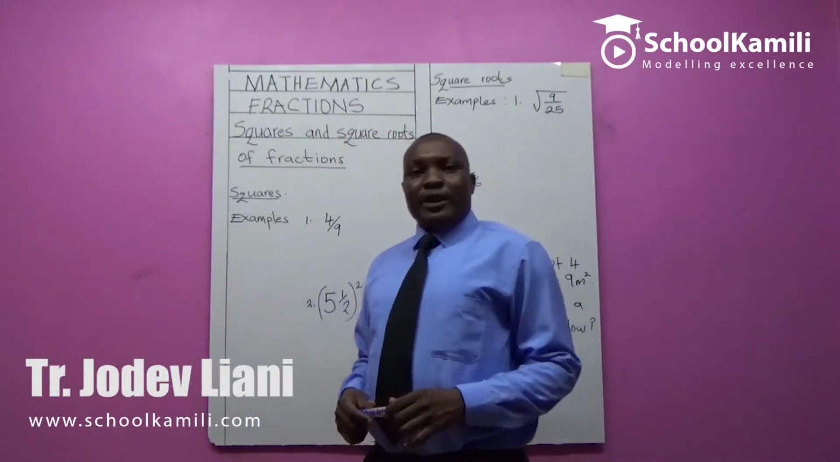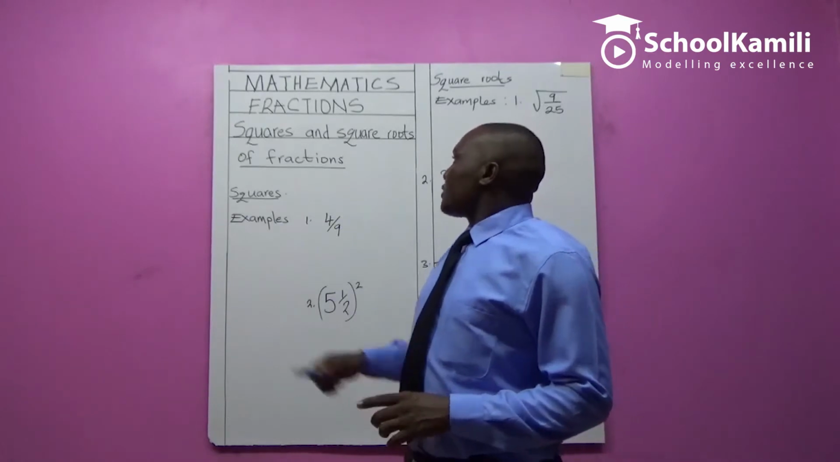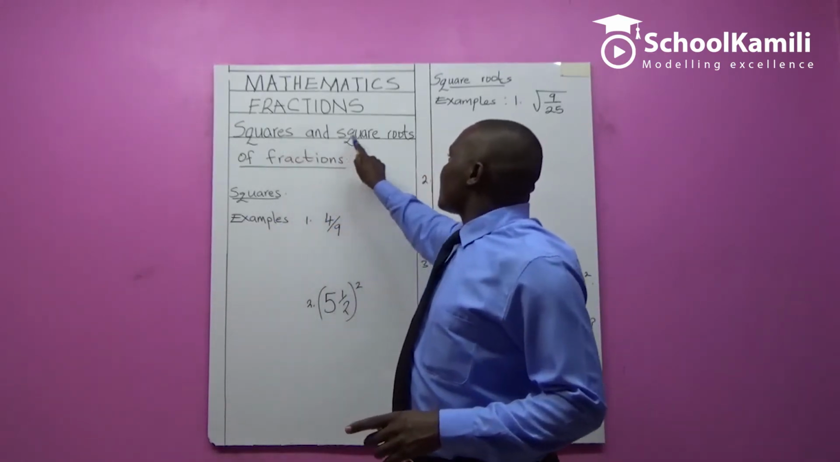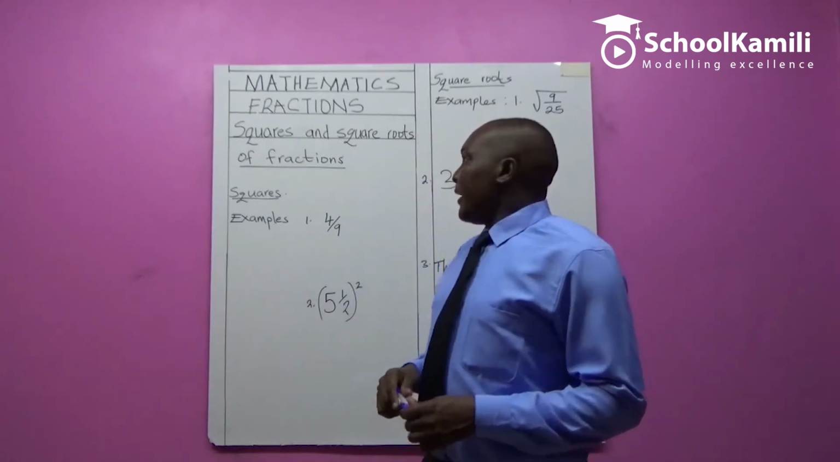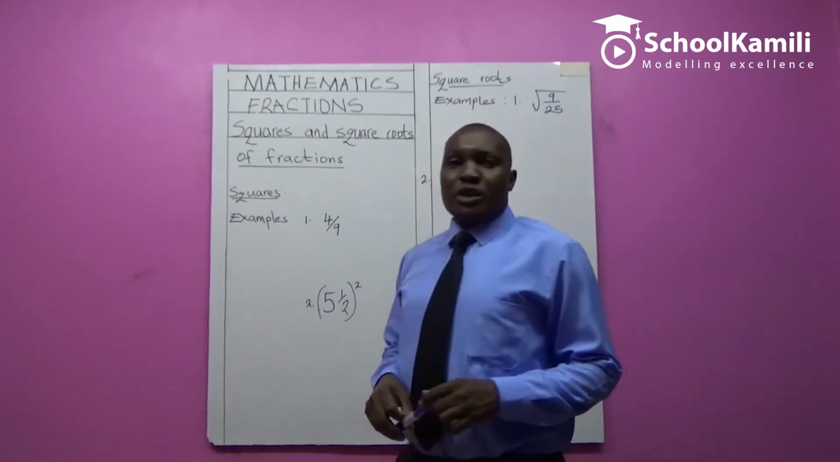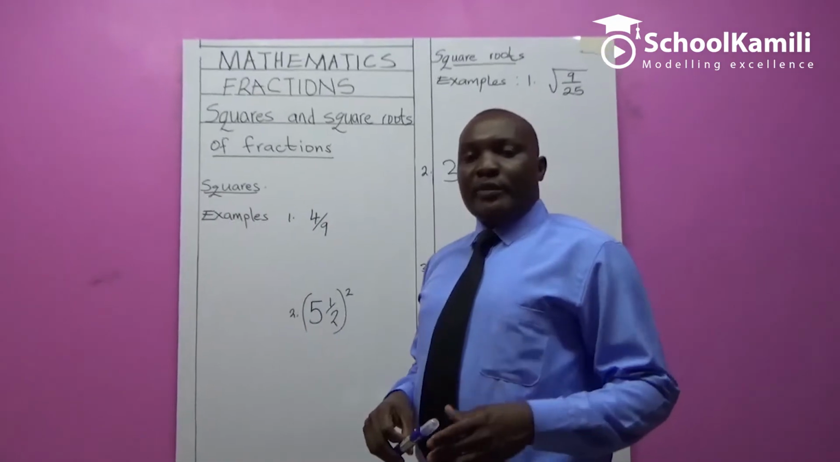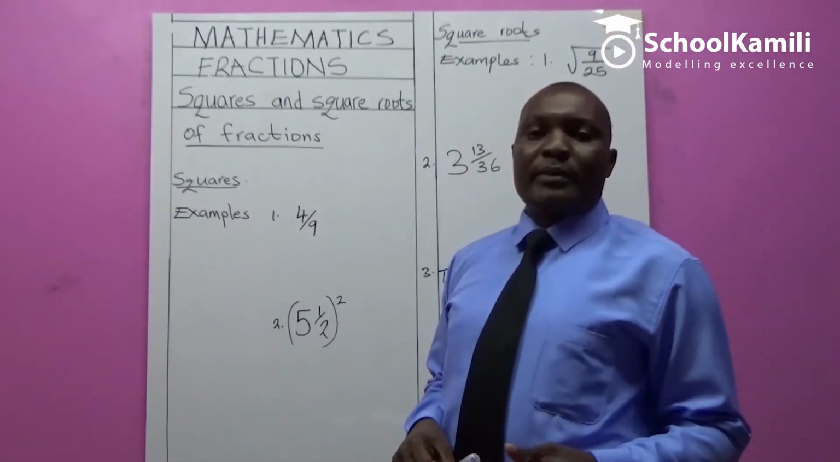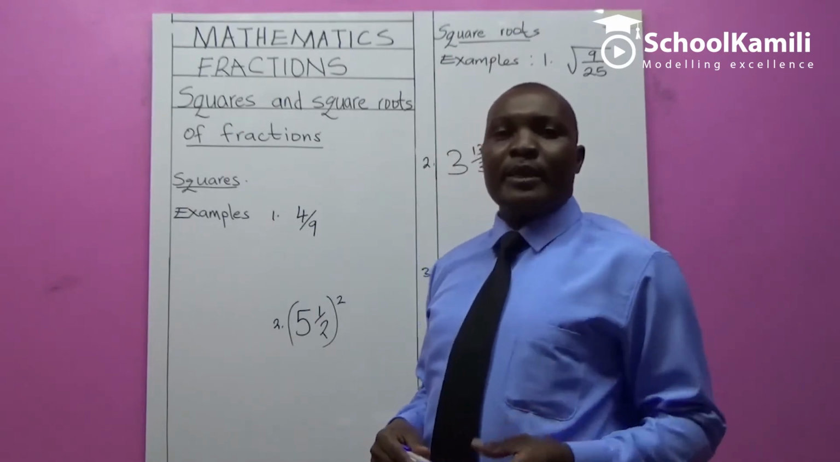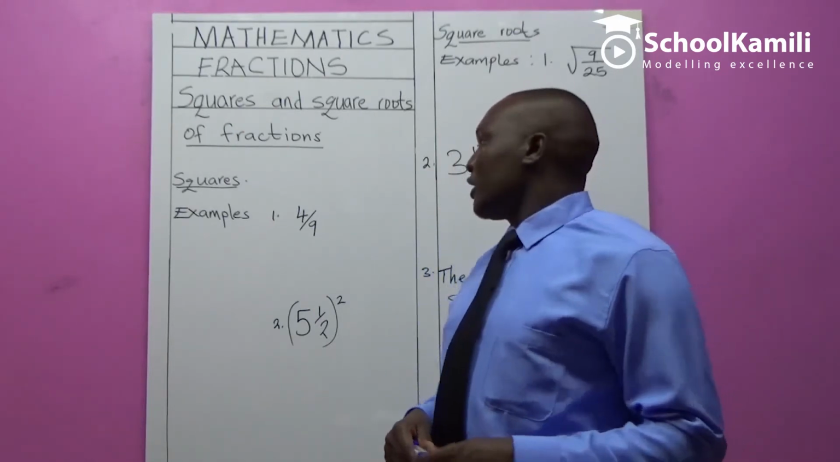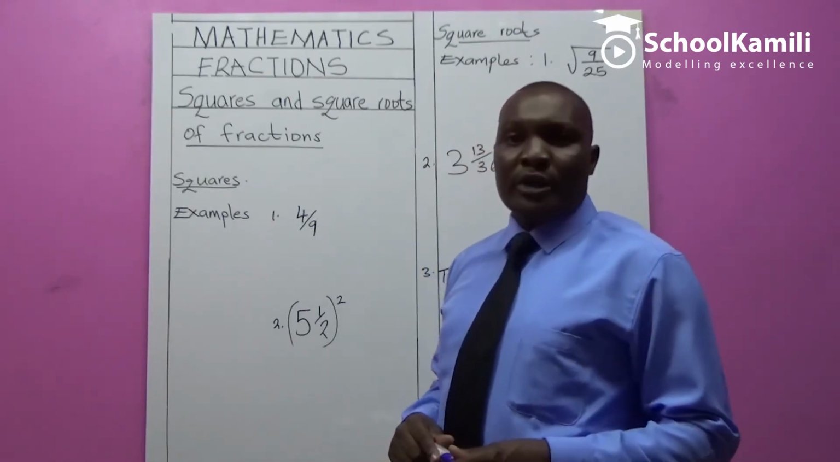We are looking at fractions, and under it we want to look at squares and square roots of fractions. How can we get squares and square roots of fractions? I think in the previous lessons we have learned how we can get squares of numbers and square roots of numbers. It is still the same procedure we are using to get squares and square roots of fractions.